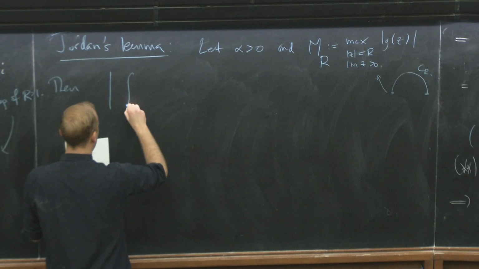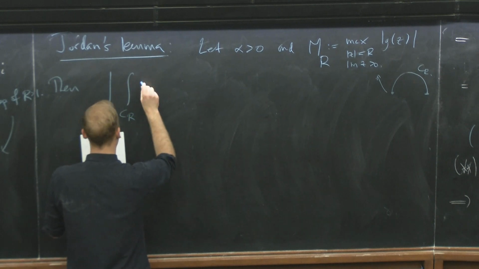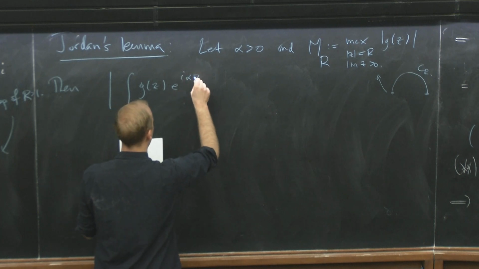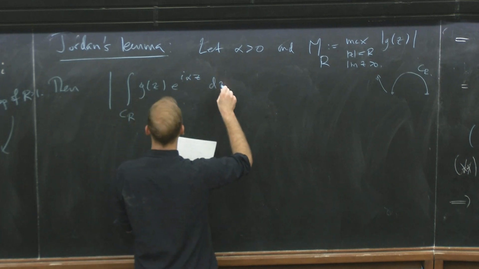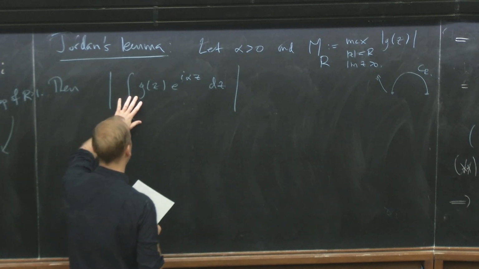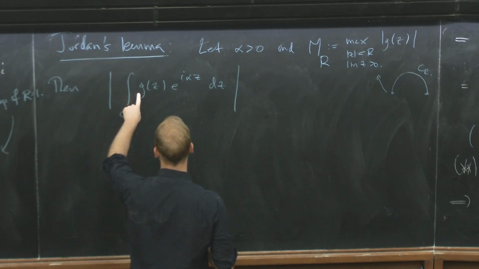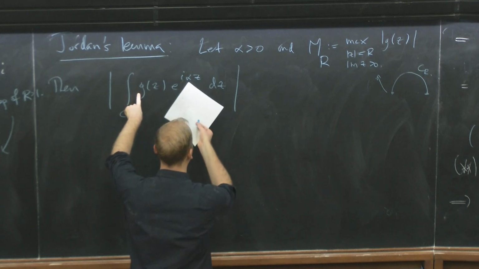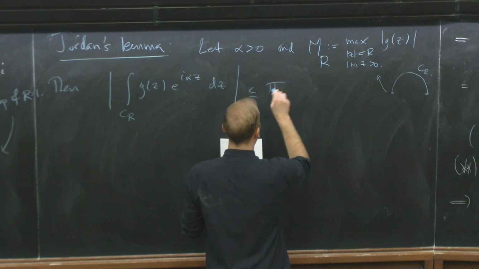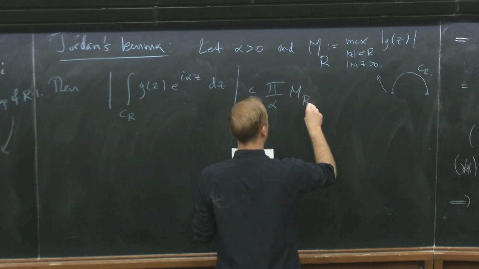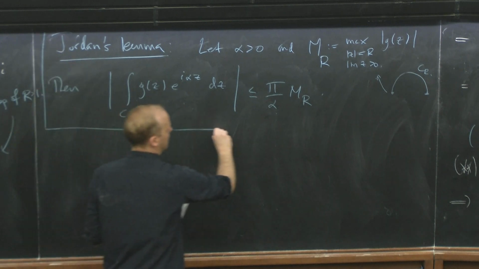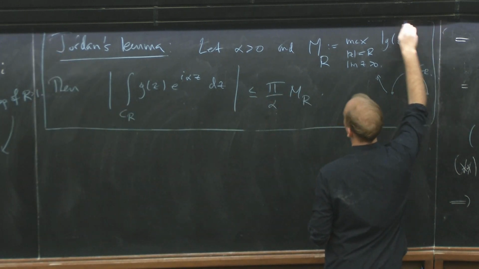Then you have that the integral of g of z e to the I alpha z dz, which is exactly what we have, right? In our case, g is equal to 1 over z squared plus 1, and alpha is equal to 1. Then this is less than or equal to pi over alpha times MR. This is Jordan's lemma.